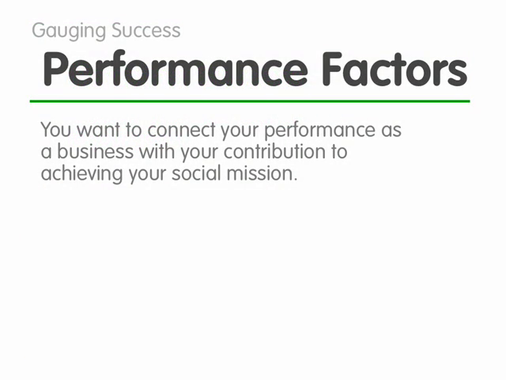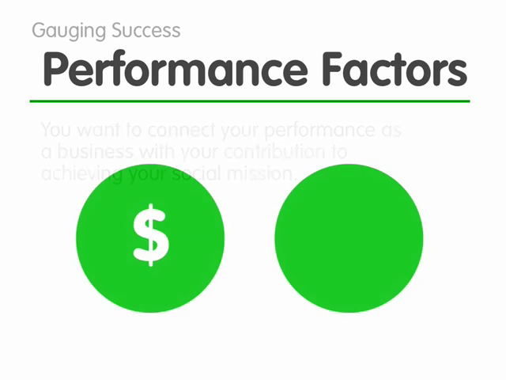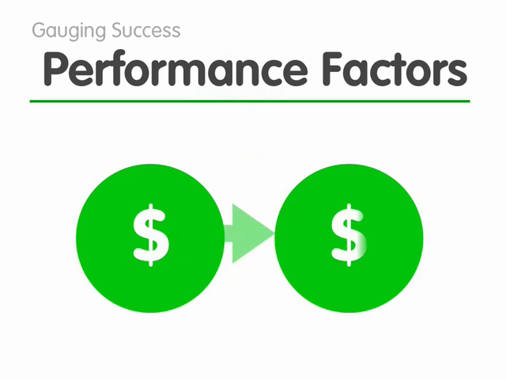First, let's acknowledge that as a social enterprise, you want to connect your performance as a business with your contribution to achieving your social mission. You should be able to show a direct link between the two, but this may not always be simple. It could be that your social enterprise's role is simply to provide funds for your not-for-profit. If so, then the impact of those funds should be tracked and reported upon as part of the not-for-profit's programs and services.